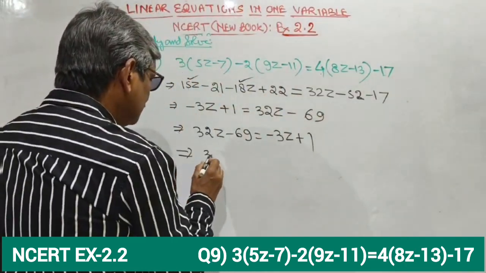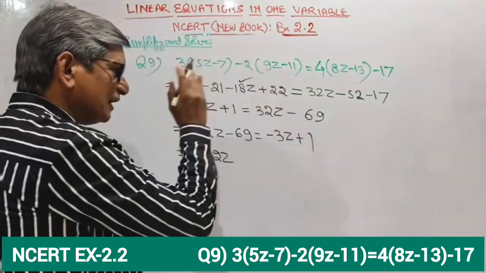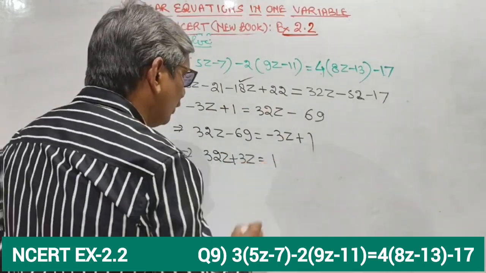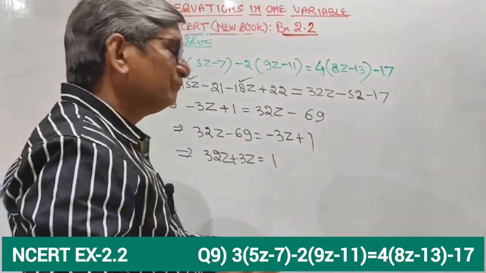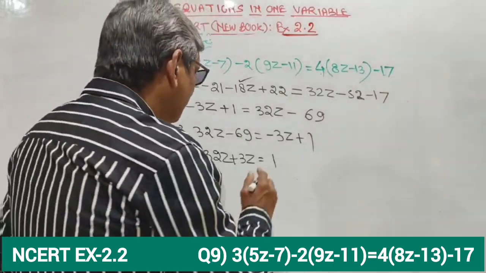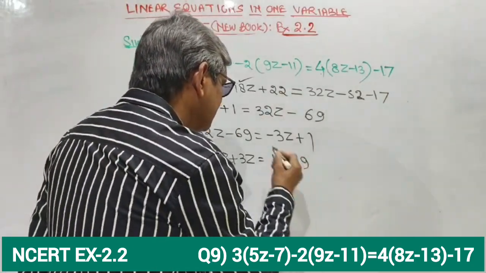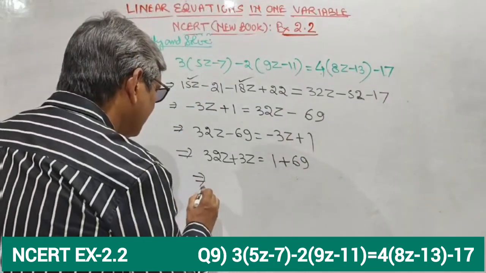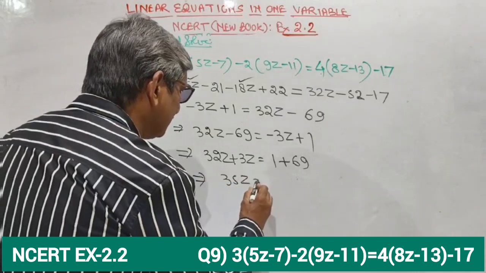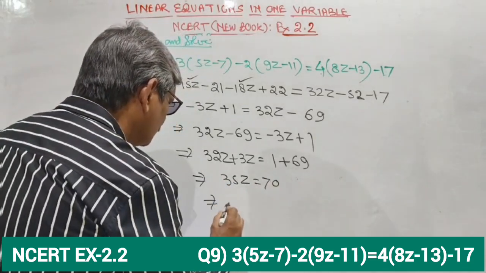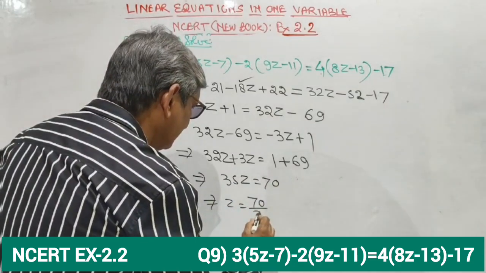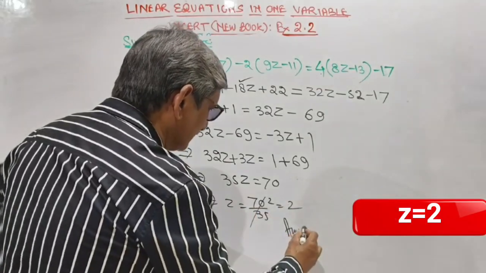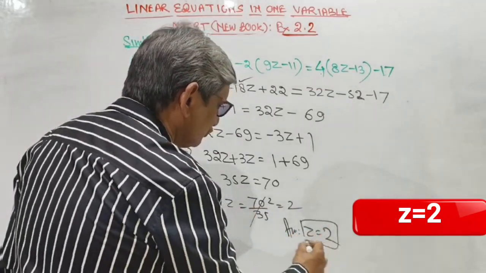Now this is 32z. This 3z is coming to the left hand side. So this is equal to plus 3z. This is equal to 1. This minus 69, when transposed to the right hand side, becomes how much? Plus 69. Able to follow? This way, this is 35z is equal to 70. So z is equal to 70 divided by 35 is equal to 2. So the answer is z is equal to 2.